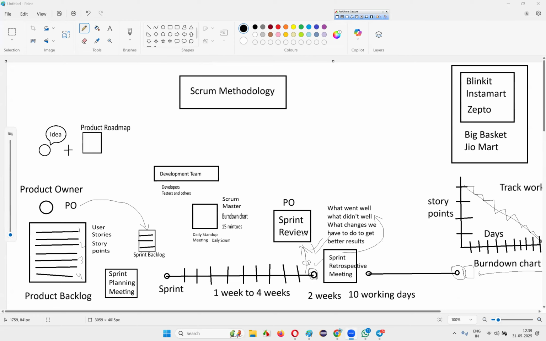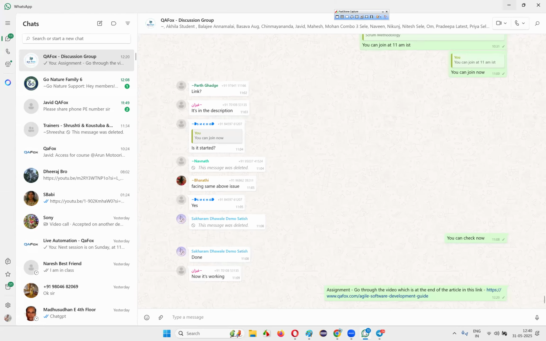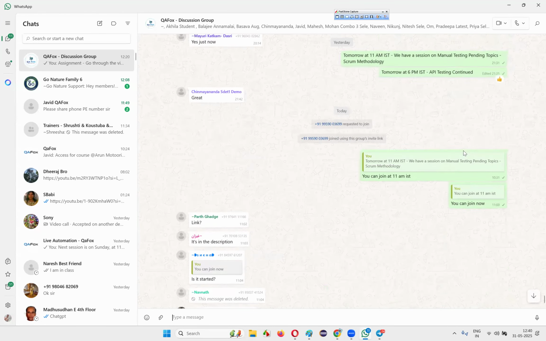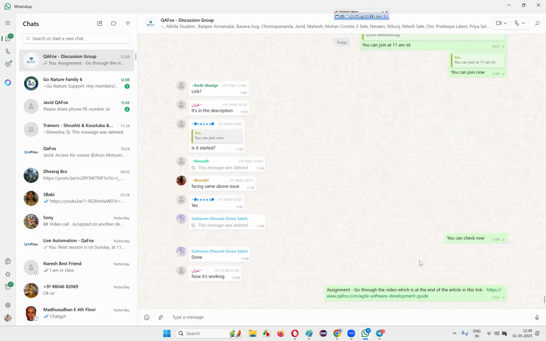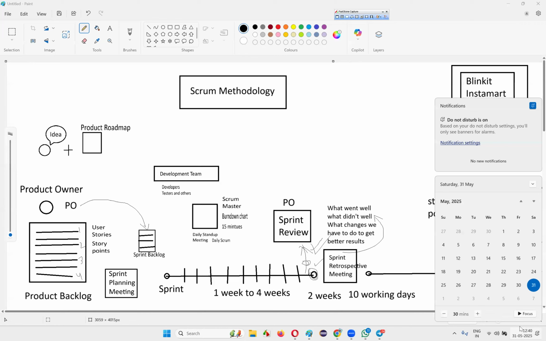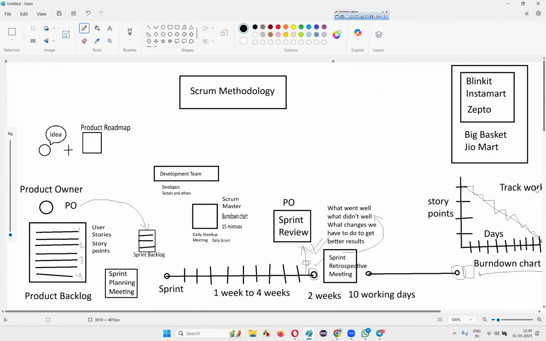This topic will be continued. Today at 6 p.m. IST we have a session on API testing, guys. So attend that session. In between, nothing is there. Today is Saturday, 6 p.m. IST, API testing session. Tomorrow, Sunday, 6 p.m. IST, the same API testing session will be there. So attend that. Those are the next activities for our batch.